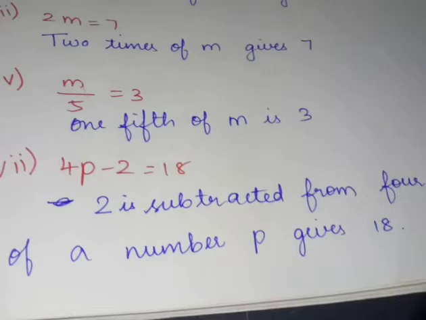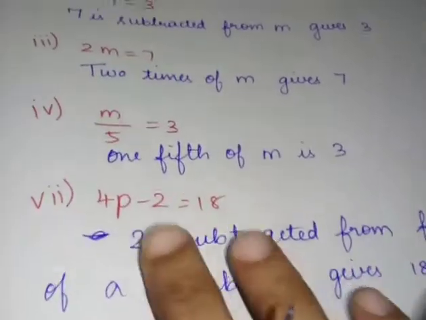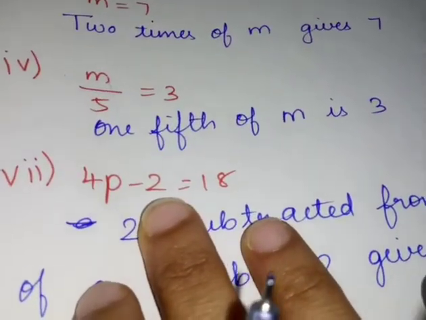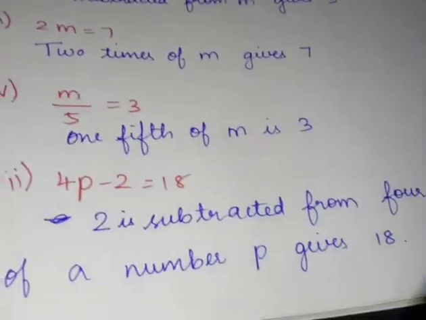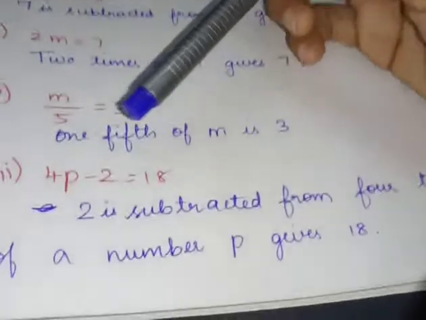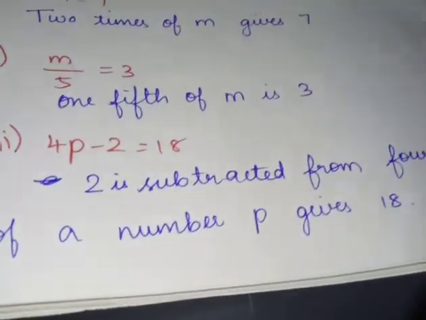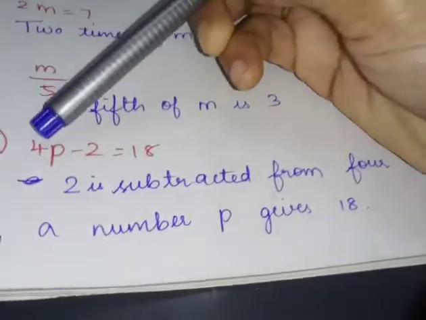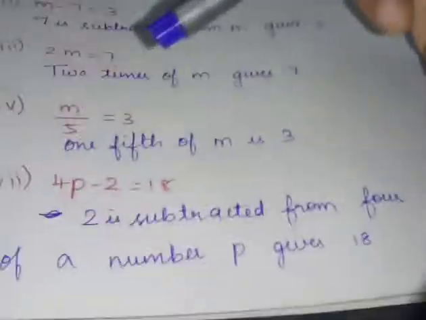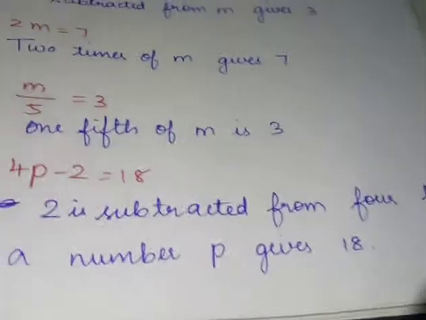Like this also you can write it. Or you can write 2 subtracted from 4 times of a number P is 18. But you should write that 2 is subtracted from 4P. That is very important. You should not write 4P is subtracted from 2. You should write 2 is subtracted from 4P.